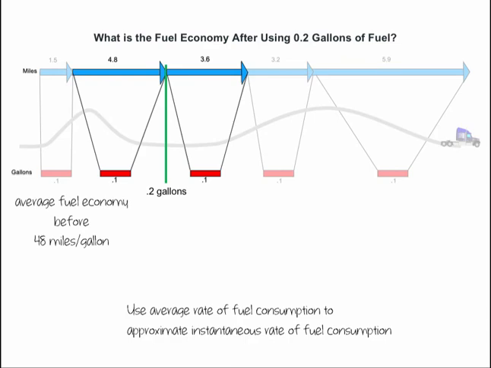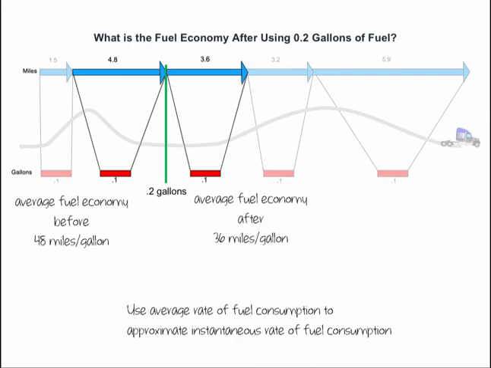Then we can also find the average rate of fuel consumption right after the 0.2 of a gallon mark. Using this interval, we can find the average rate of fuel consumption immediately after the 0.2 of a gallon mark as 3.6 miles per tenth of a gallon. This rate, 3.6 miles per tenth of a gallon, or 36 miles per gallon, is an approximation of the rate of fuel consumption at the 0.2 of a gallon mark.